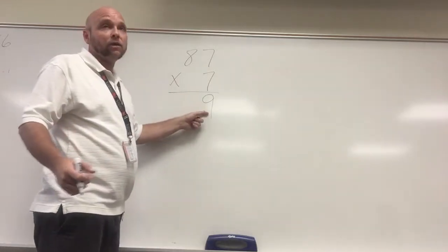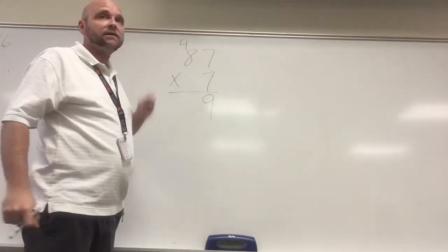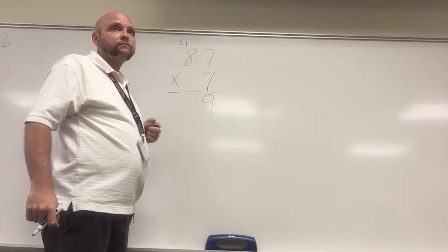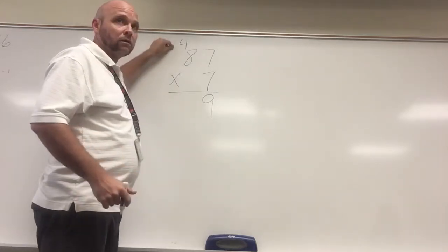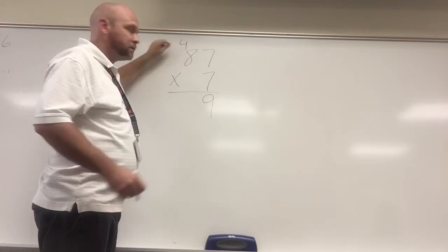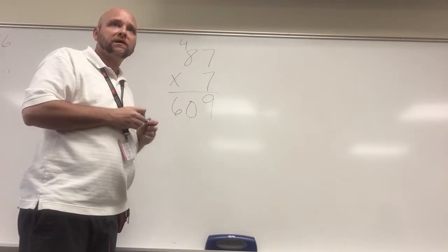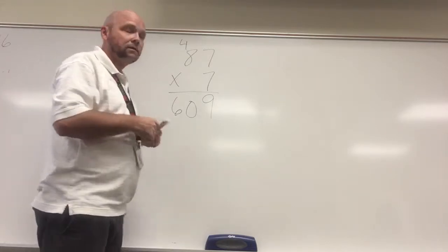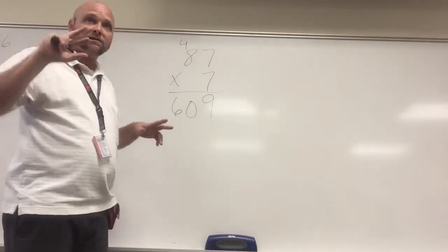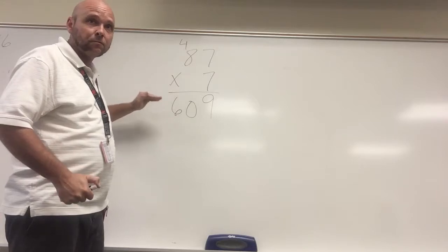Okay, so we have a 9 in the ones place, a 4 in the tens place. 7 times 8 is 56 plus 4, 60. So it's 609. Make sense? We can check it. We'll go ahead and check it with division. Division is the inverse operation. It's the opposite. So we have a factor times a factor gives us the product.